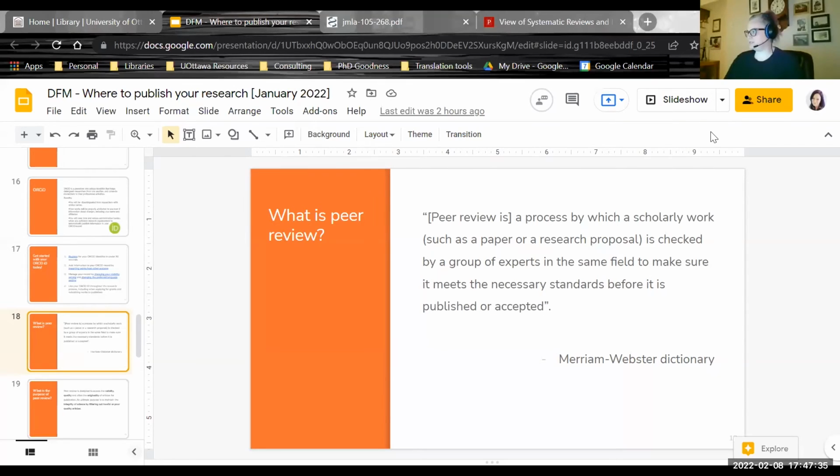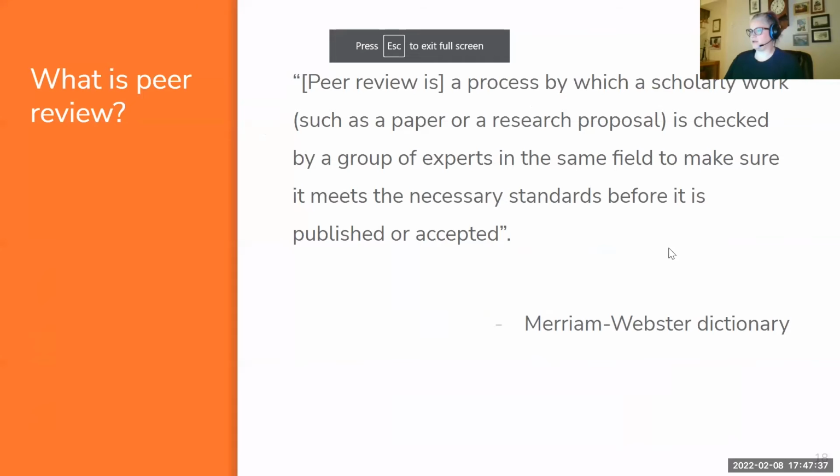So what I'm going to do now is share my screen again. We're going to pop back into the PowerPoint, and then I'll do slideshow. Okay. So what is peer review? What I did was, because I'm super scholarly, I went into the dictionary.